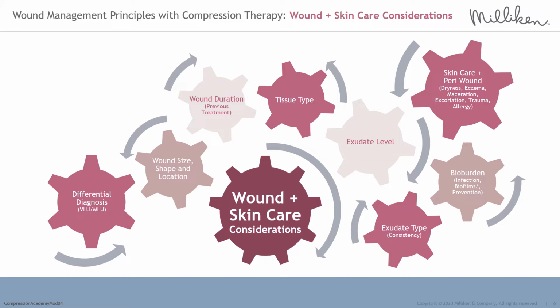Wound size, shape and location. These factors will impact the types of dressing materials. For example, not to create bulk or pressure points over bony prominences beneath compression. The dressing sizes available for larger, even circumferential wounds and the ability to accommodate irregular shaped wounds.